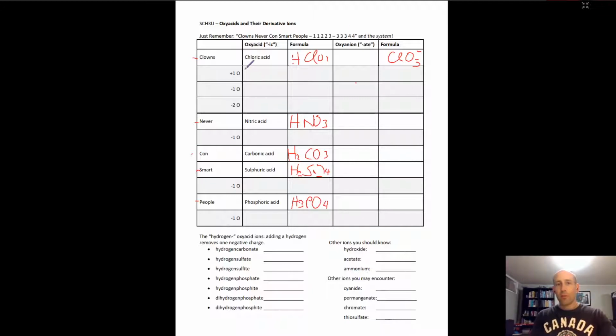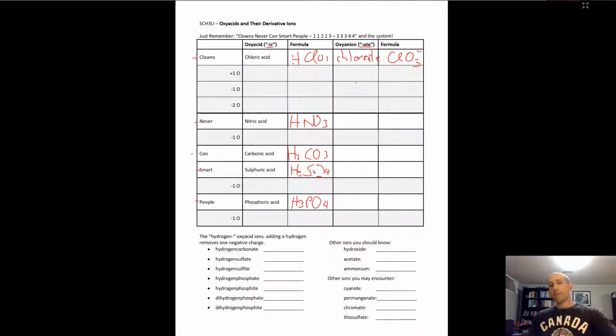If we started with chloric acid, it's an ic name, so it's going to give us an ate ion. We change the ic for an ate, and it's called chlorate. This is the chlorate ion. Again, taking it back to why we're doing this: if somebody says, I've got sodium chlorate, you're like, chlorate, gosh, what's that? Well, it's ClO3 with a negative charge. So you can do the cross-down method and find the formula for sodium chlorate.